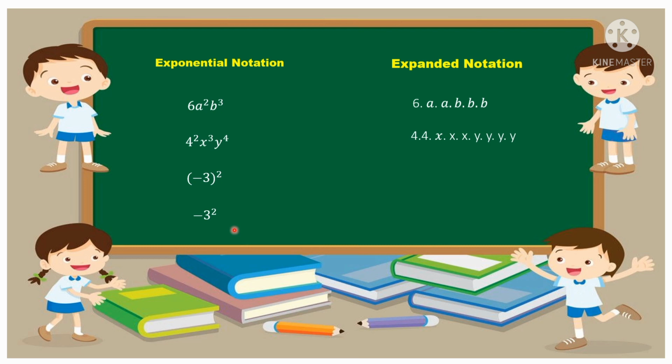So multiply negative 3 by itself. Remember, if we see a term which is enclosed by a parenthesis, it means they are in the same group, so they are in the same term.